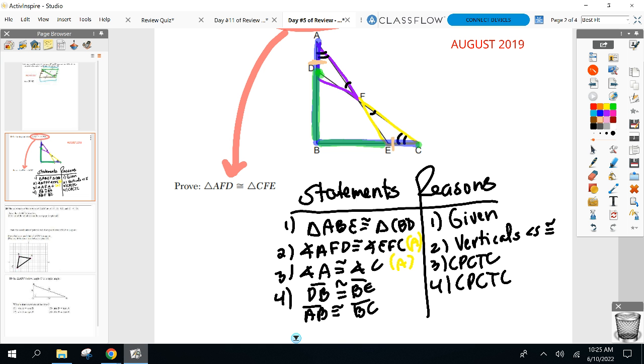When you're ready, let me know why these two are congruent. Angle, side. Great job, Lucy. Angle, side. Yep.